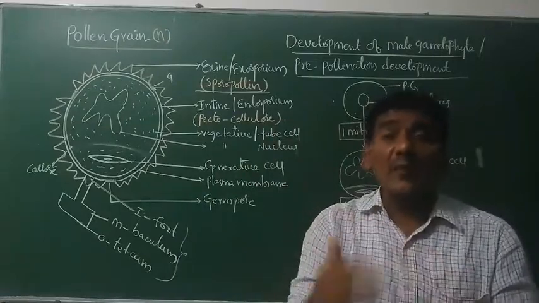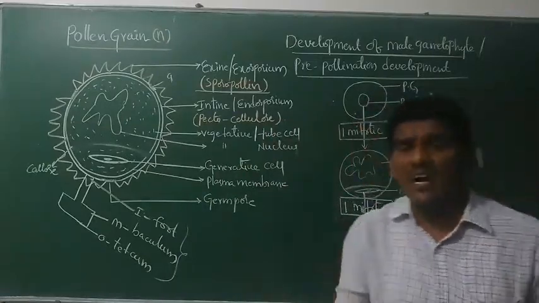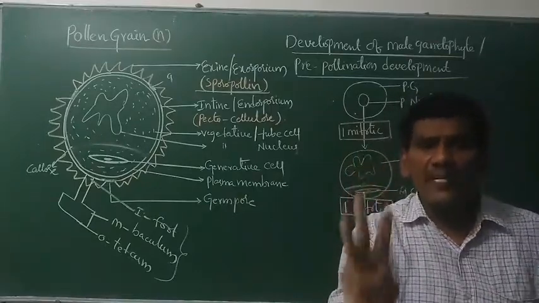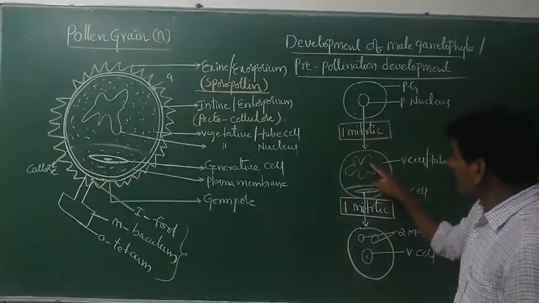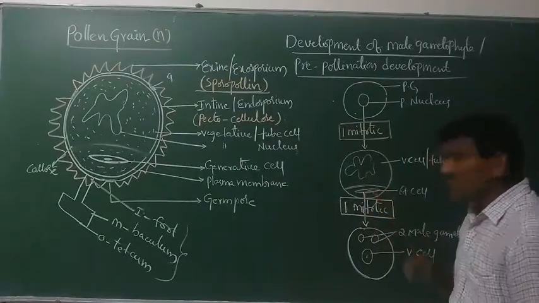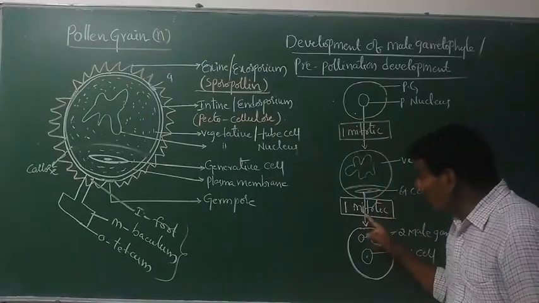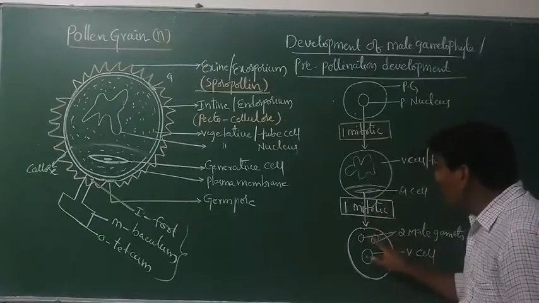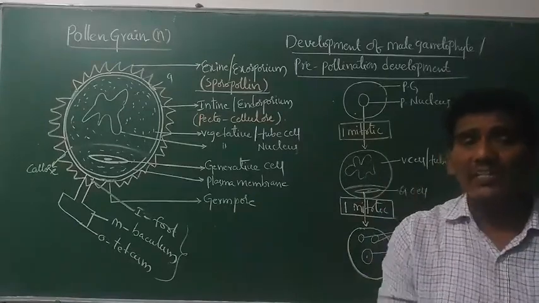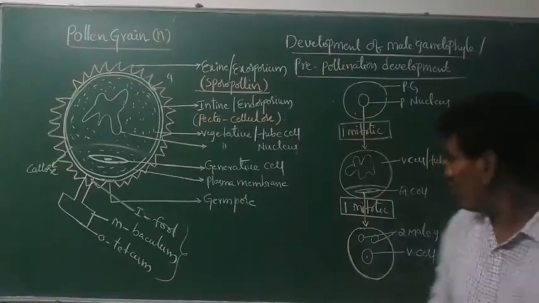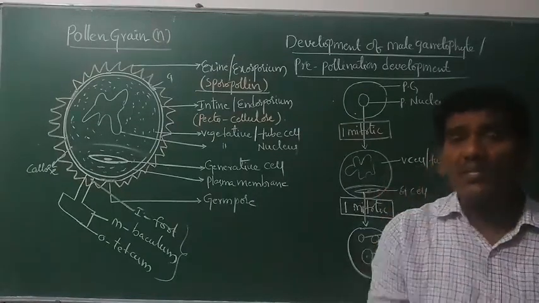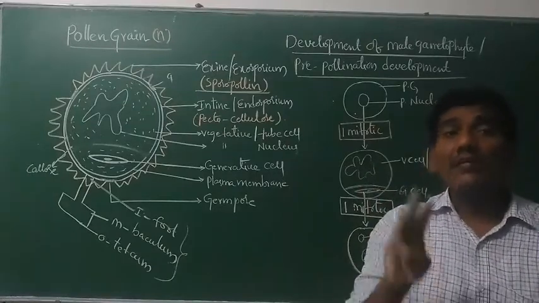In the remaining 40% of angiosperms, the pollen grains are shed at the three-cell stage. How are three cells present inside the pollen grain? In that condition, the generative cell undergoes one more mitotic division to form two male gametes. Finally, how many cells are present inside the pollen grain? Three cells: one vegetative cell and two male gametes.